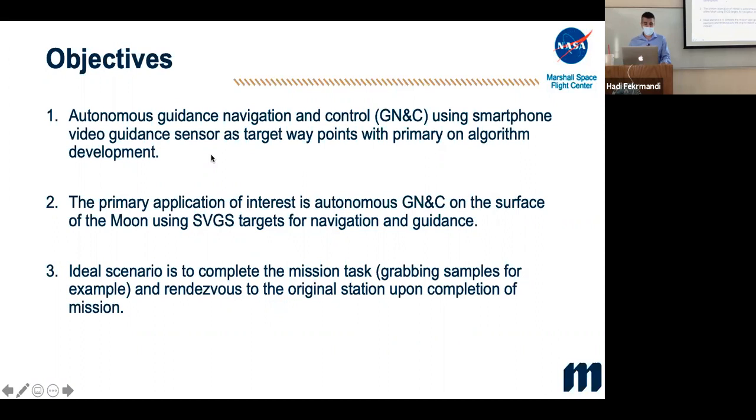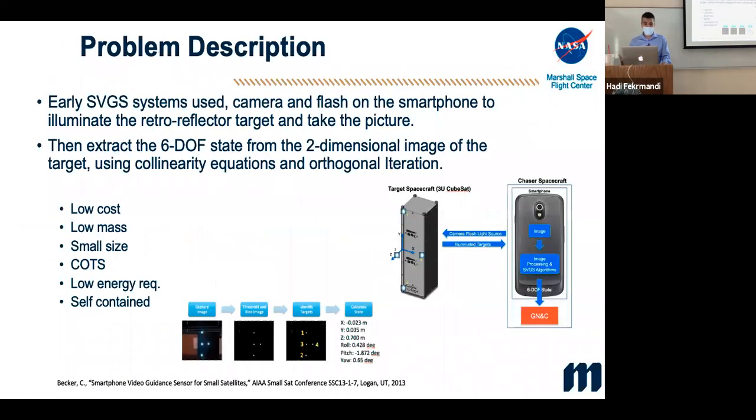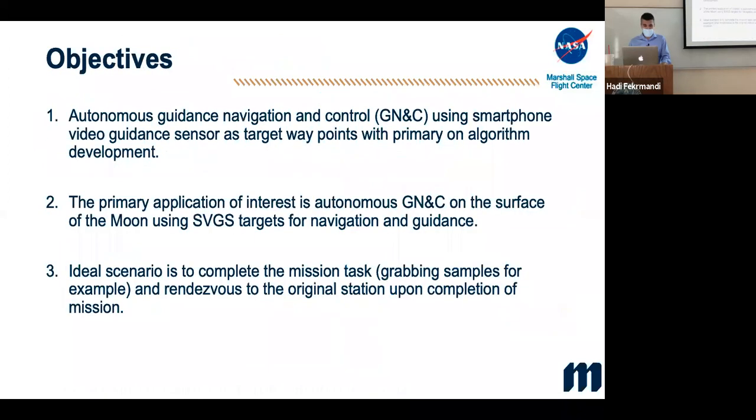So our mission was the research that I conducted, starting from the background of multi-agent systems. The project, initially in 2018, was supported by the Office of EPSCoR at South Dakota Mines, and this was an opportunity for us to learn about multi-agent systems. With this project, we have the goal of autonomous guidance, navigation, and control, or GNC. Anywhere I'm using GNC, that's what it means, using the Smartphone Video Guidance Sensor camera.